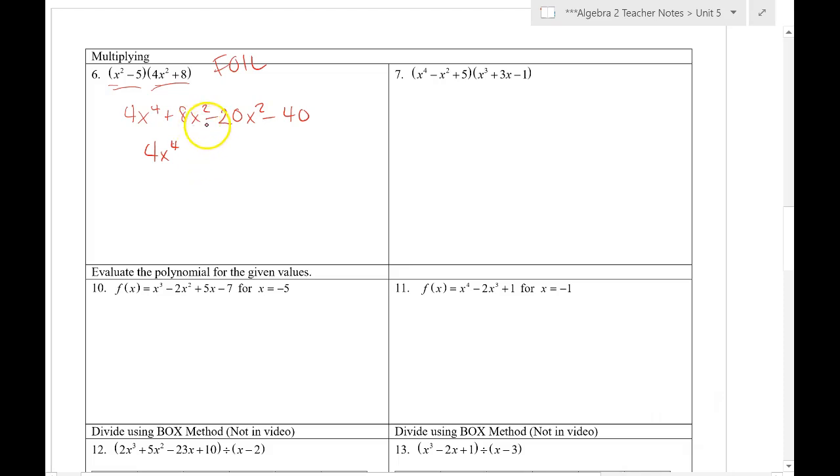And then 8x squared minus 20x squared will give us negative 12x squared, and then minus 40. And there's our answer there.